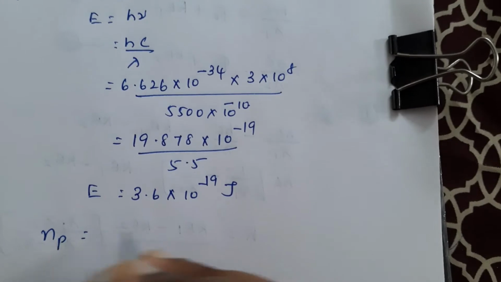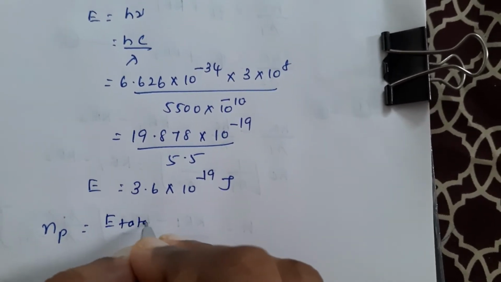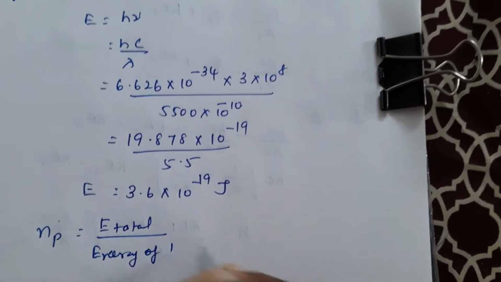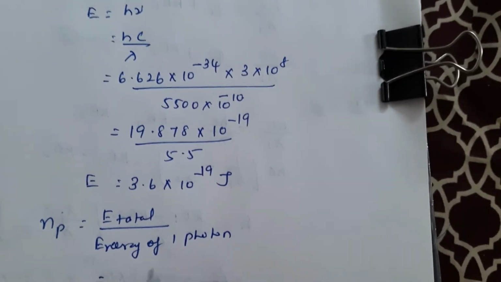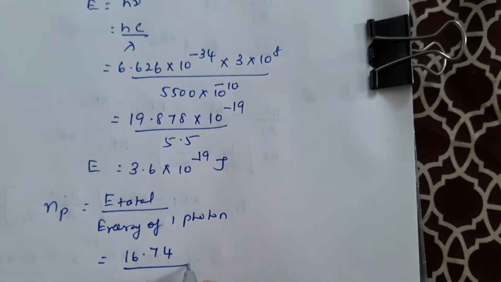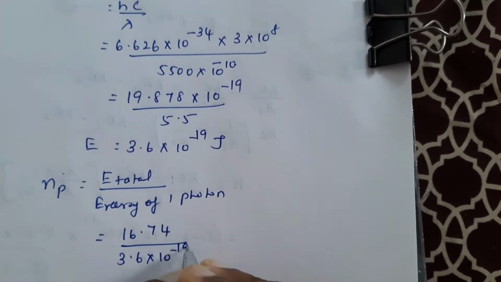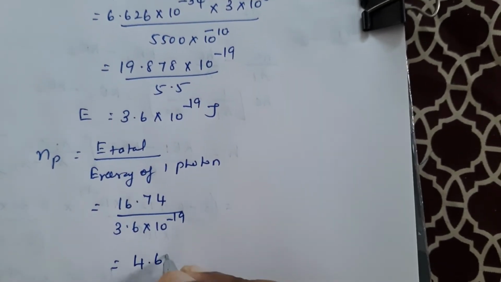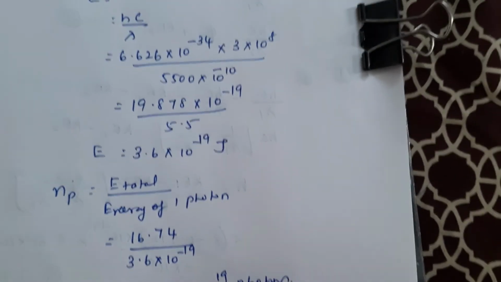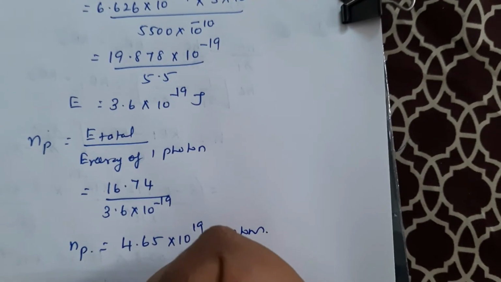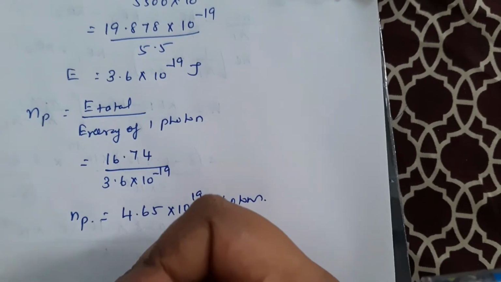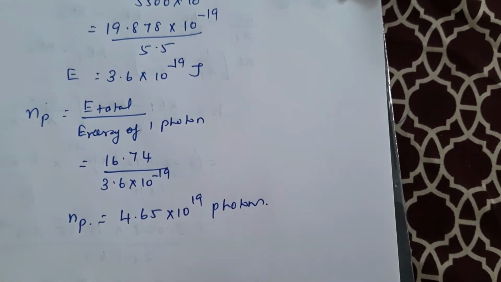So number of photons is equal to total energy by energy of one photon. What is the total energy? Total energy is 16.74, divided by 3.6 into 10 raised to minus 19. So you'll be getting it as 4.65 into 10 raised to 19 photons. So that is your number of photons value. This many photons are received on the surface of the earth per centimeter square per minute.